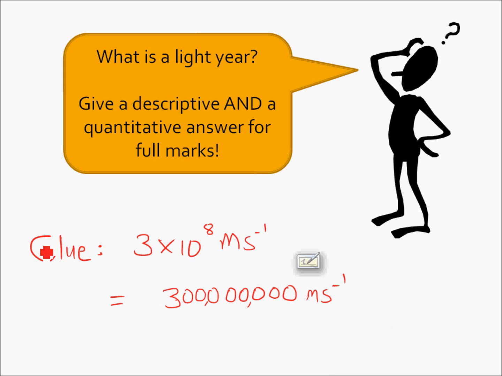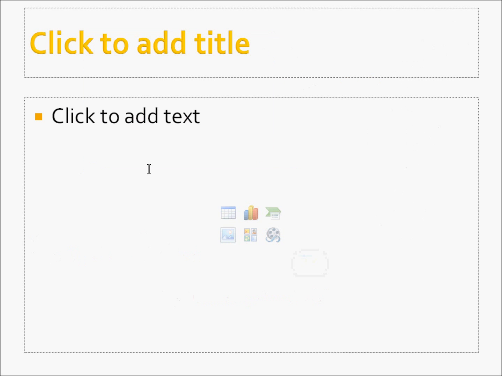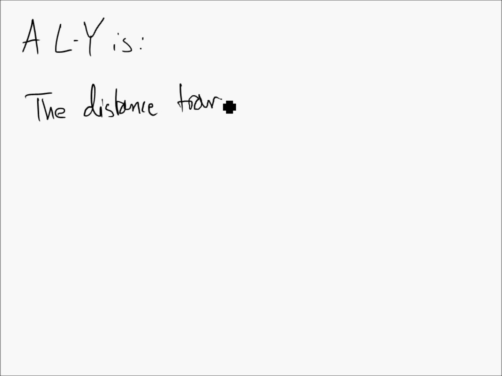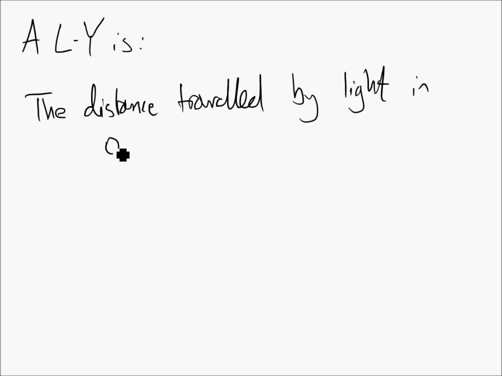Okay, I'm now going to give a quick description answering the question, what is a light year? A light year is the distance travelled by light in 1 year. So that's your descriptive answer.